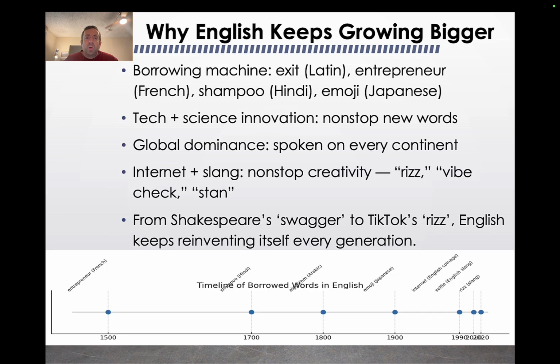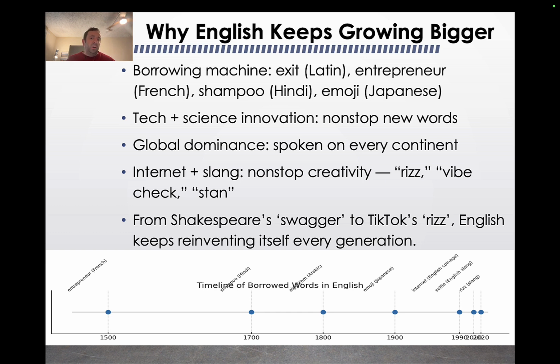So why does English keep growing bigger? Again, it's a borrowing machine. We have exit from Latin, entrepreneur kind of has a French origin to it. Shampoo actually comes from a Hindi root. And then emoji is Japanese in terms of its origin. And then tech and science innovation, you have nonstop new words.